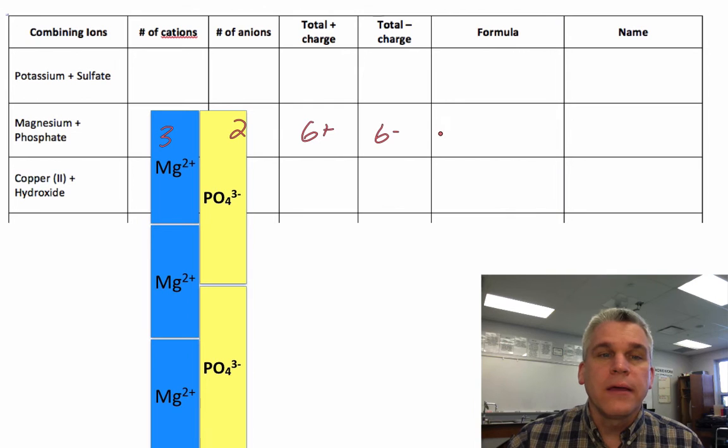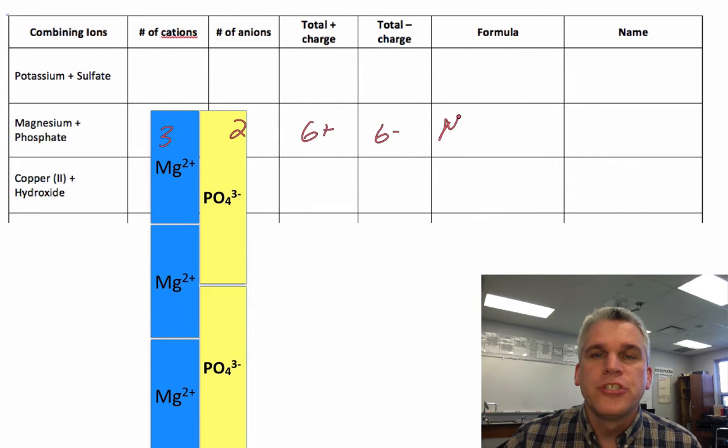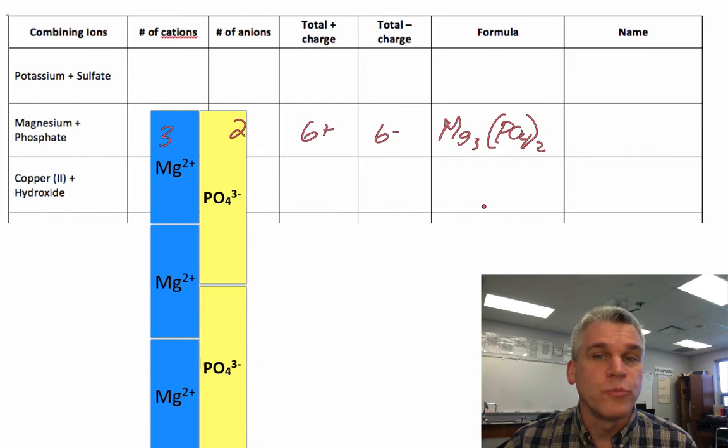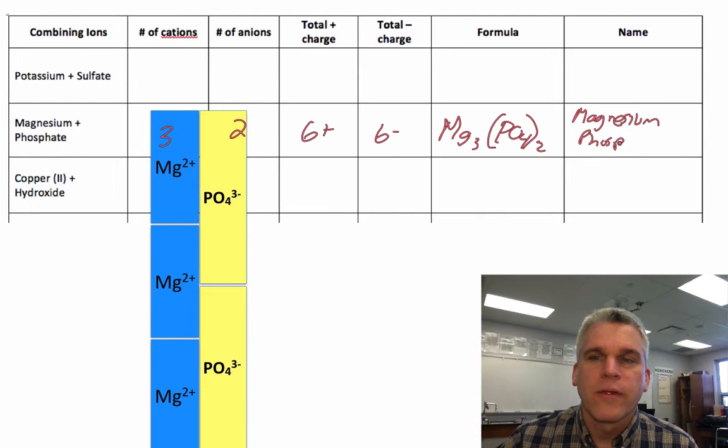The formula would be Mg3, because I have 3 of them, and I have PO4, but I have 2 of them. So I got to put my parentheses there and put a 2 on the outside to show that I have 2 PO4s. How I would name this, again, it's nice and simple. It's just magnesium phosphate. We don't have to change anything when we're using polyatomic ions.